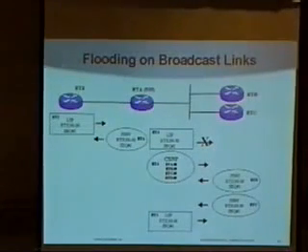So it floods this out to the LAN. And for some reason, there was some hiccup over there. That LSP didn't make it, right? And so router B and C didn't receive it. So router B and C still don't know about RTX, right?